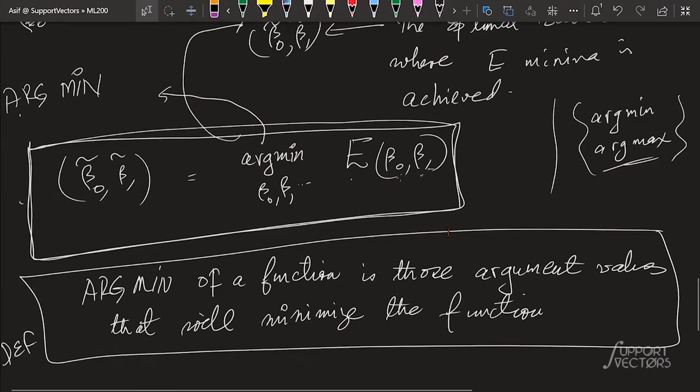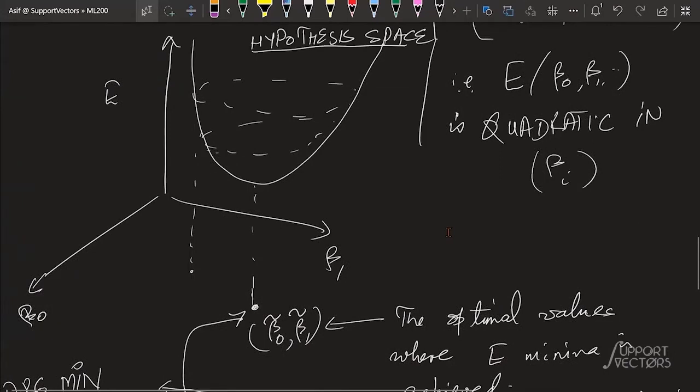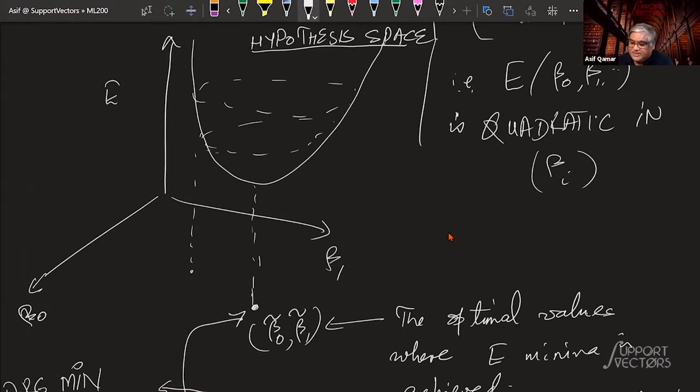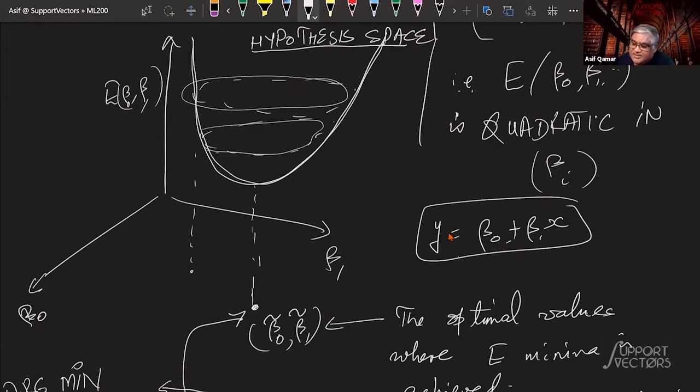Asif, I might have missed it, but is this beta 0 and the beta 0 tilde and beta 1 tilde? This is a specific case for one error, right? Yeah. So what happens is, in your model it is beta naught plus beta 1 x, right? Based on this, we create the error function, beta naught, beta 1, error function. In the hypothesis space, it looks like this surface. This is the error surface.